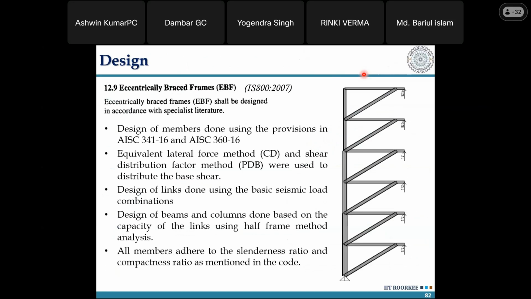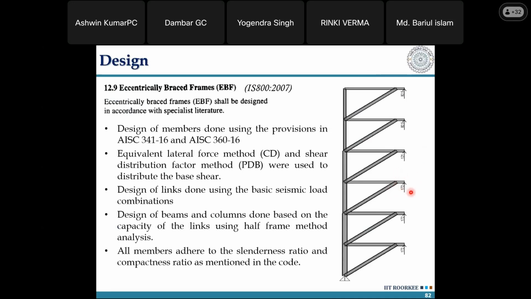How do you design an EBF system? As simple as the earlier case. You have an EBF system along all floors. You find out the lateral forces by the equivalent static method or response spectrum method. You use basic seismic combinations and you design the link element.